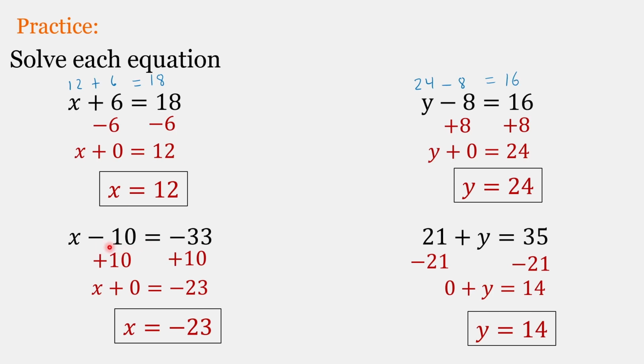In the third problem, we have x minus 10 equal to negative 33. So we have minus 10, so we add 10 to both sides. That leaves us with x equal to negative 23. And finally, 21 plus y equal to 35. So we're going to subtract 21, or add a negative 21 to both sides, leaving us with y equal to 14.